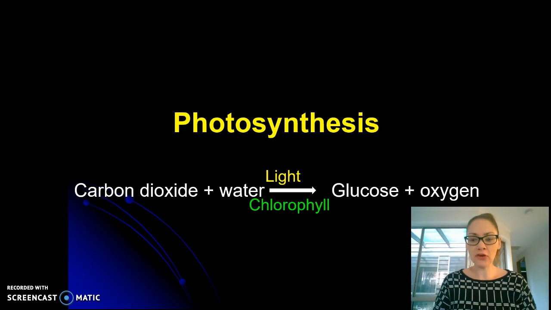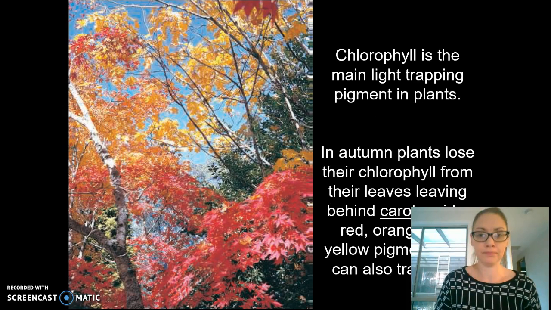So the equation for photosynthesis, you know this from primary school. You know that plants breathe in carbon dioxide and they need water to grow. If you don't water a plant, it dies. In the presence of light and chlorophyll, it makes glucose and it breathes out oxygen. So there's only really one thing in that equation that you should not be familiar with. So the only new thing is glucose.